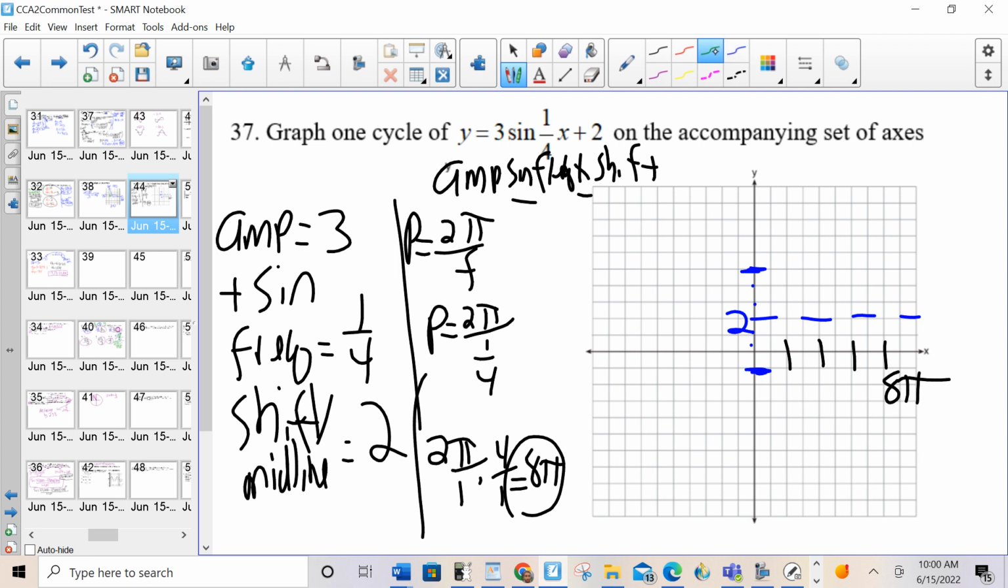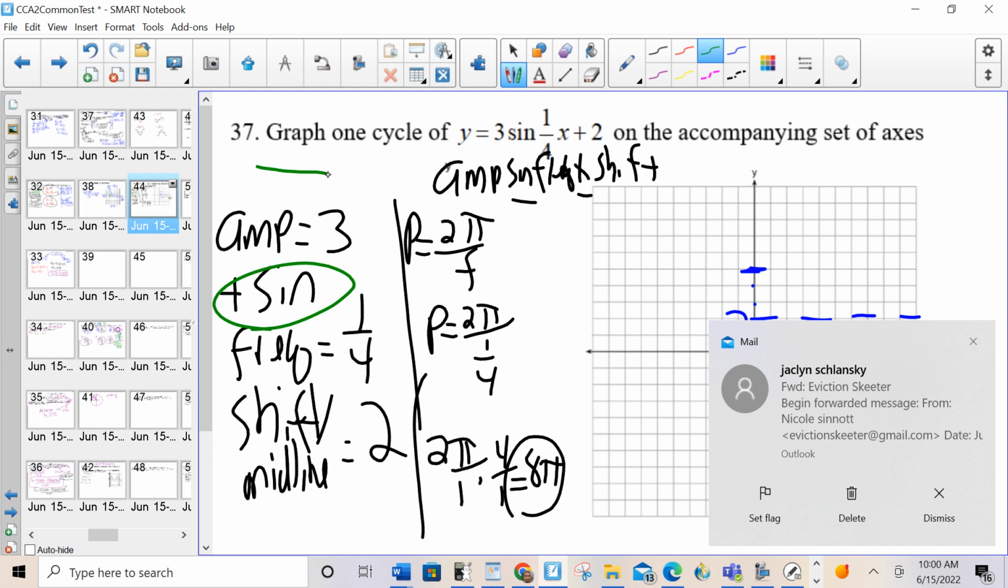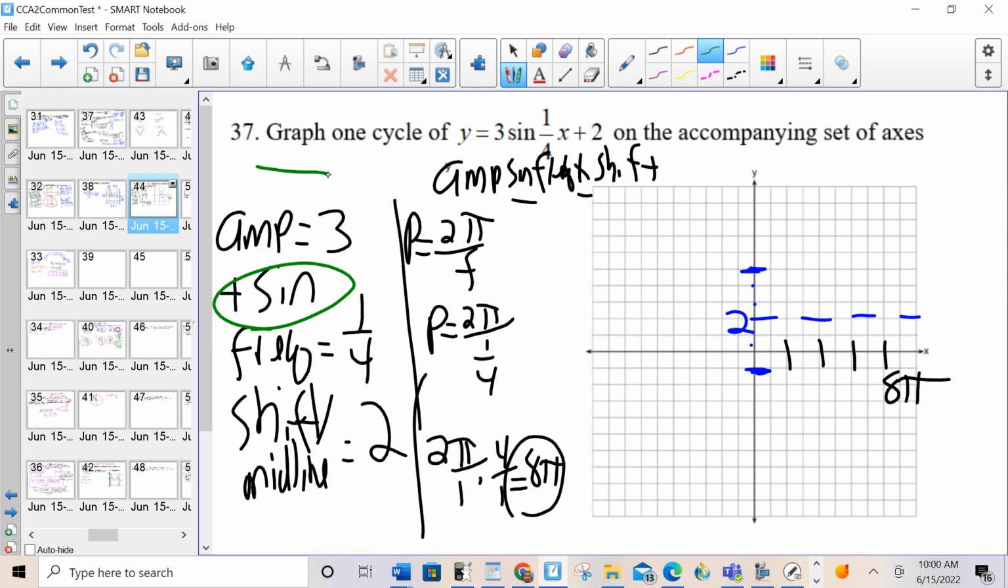And now it's a positive sine. So again, I know that positive sine goes midline, max, midline, min, midline. So I go midline, max, midline, min, midline. If you know all the little components and you practice it, it's really not bad. But there are a lot of little components to learn.